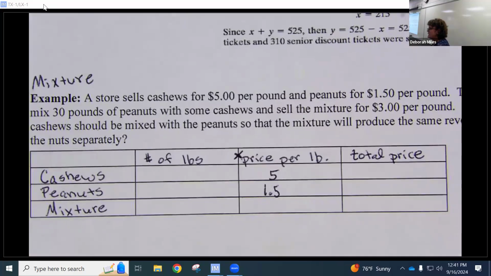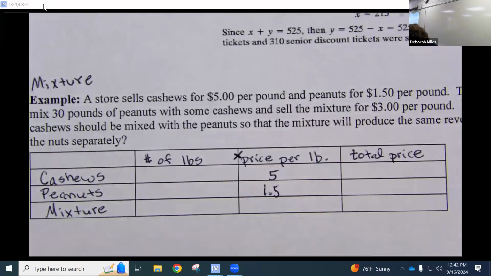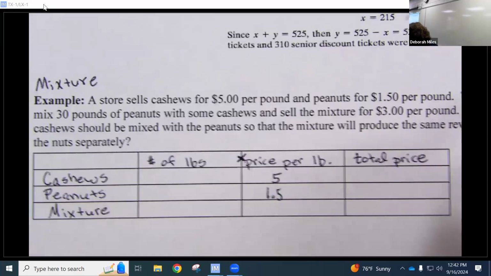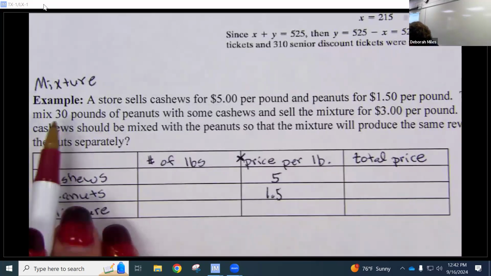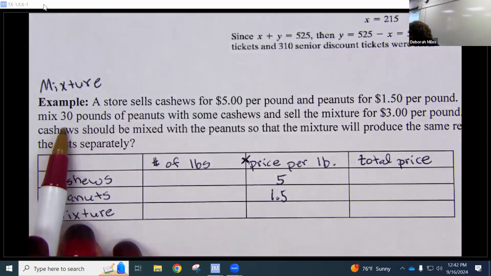Is 1.5 the same thing as 1.50? Yeah, you don't have to write the 0, you can. Let's see, what's my next number? The manager decides to mix 30 pounds of peanuts. Where does that 30 go? Row and column.